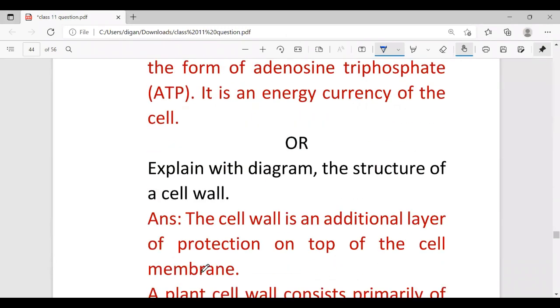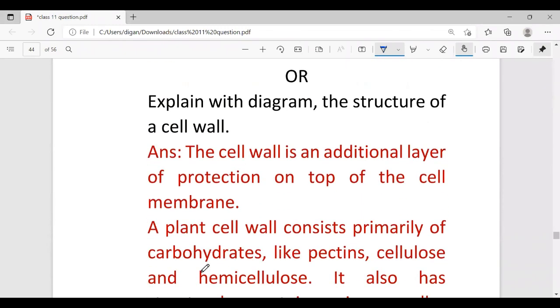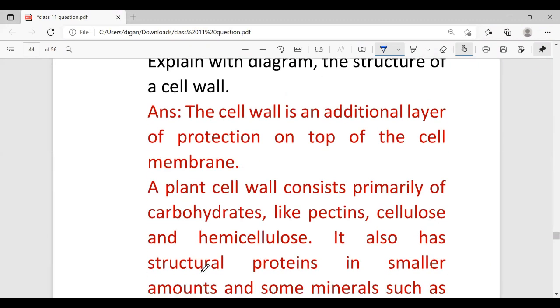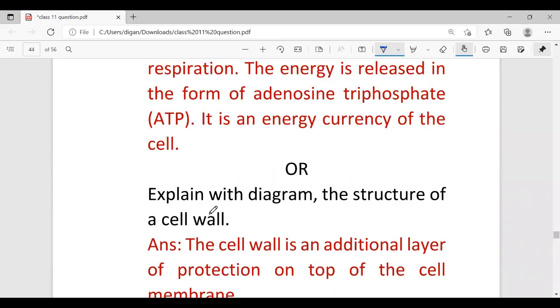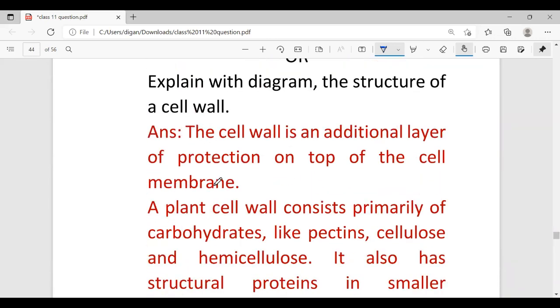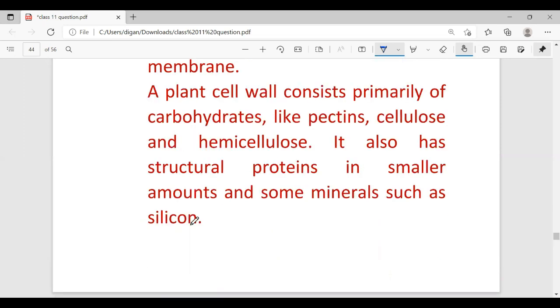Next question, with this question one OR question is there. The OR question is: explain with a diagram the structure of a cell wall. So first, what is a cell wall? A cell wall is an additional layer of protection on top of the cell membrane. So for the question, this is the definition. Now explain the diagram of the cell wall. Then the structure: a plant cell wall consists primarily of carbohydrates like pectin, cellulose, and hemicellulose. It also has structural protein in smaller amounts and some minerals such as silicon.